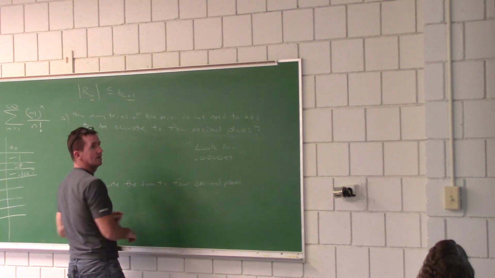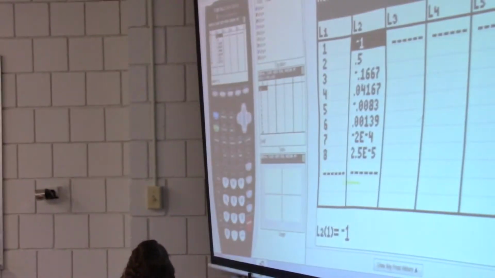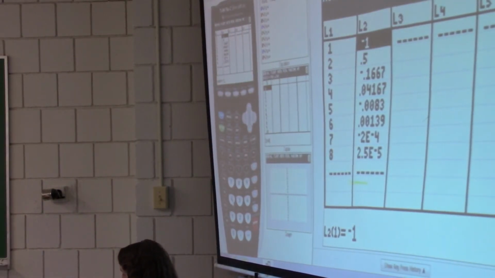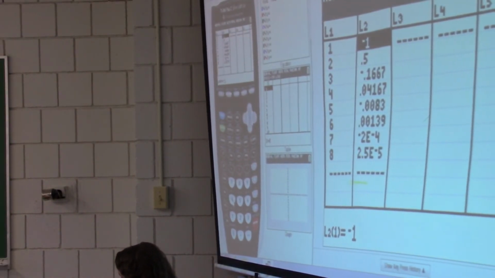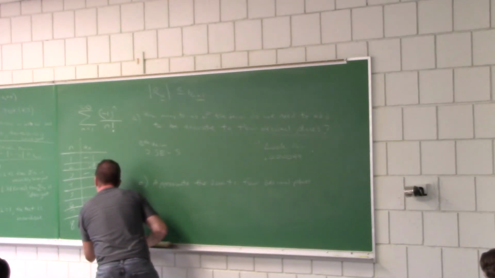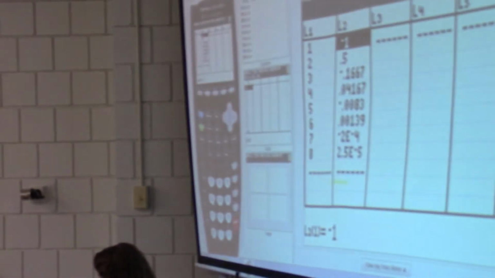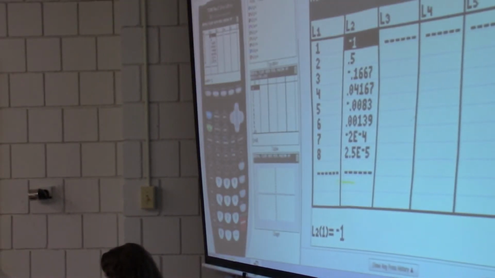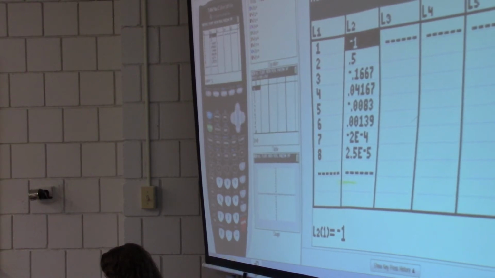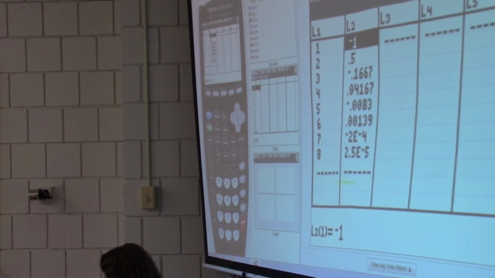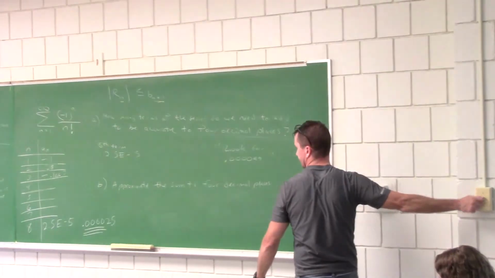Aha. So when the 8th term gives me 2.5 e to the negative 5. What's that in decimal form there, Andrew? What would that be? 2.5 e to the negative 5. 0.00002. And this is the first number where we had these 4 zeros in a row, isn't it?